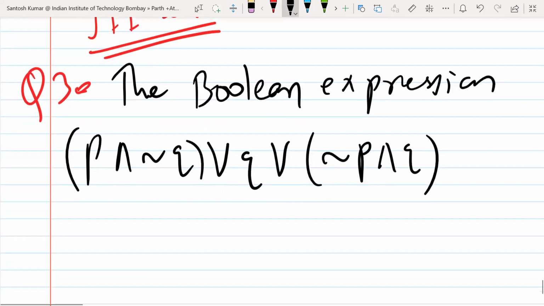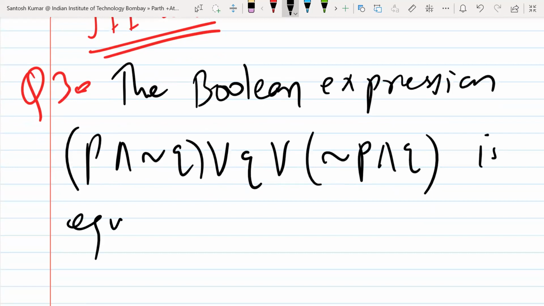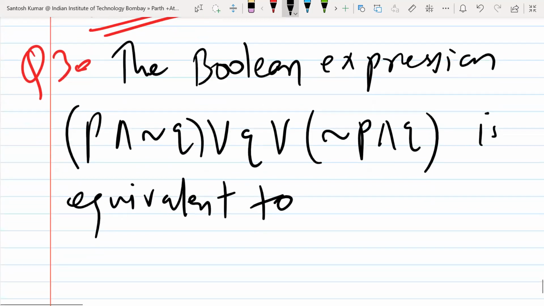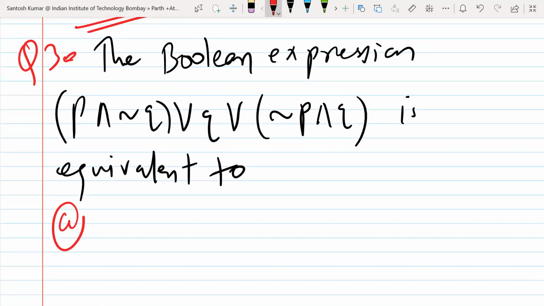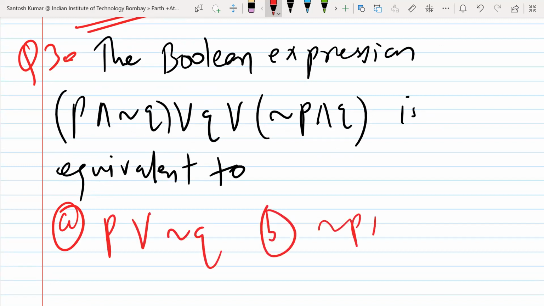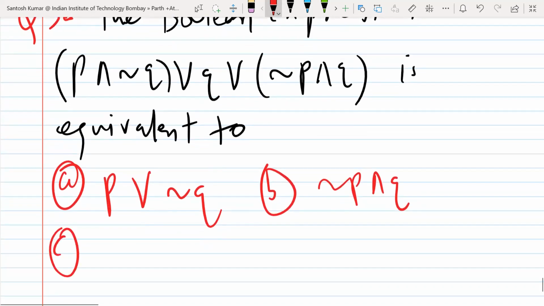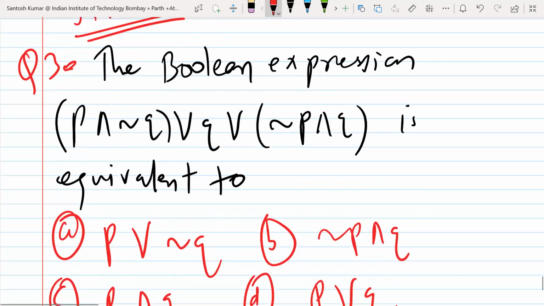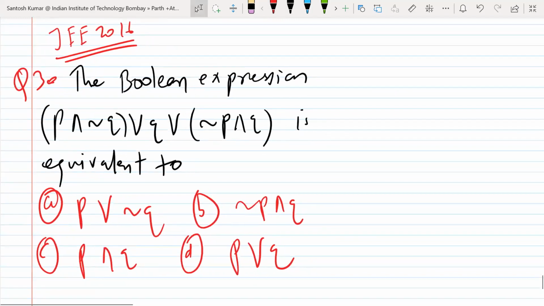This is equivalent to. So option A you have P or not Q. Option B you have not P and Q. Option C you have P and Q. And option D you have P or Q. So I think this is easy for you. I have done two problems for you, so you can do this. You can use the algebraic expression method, or you can do a truth table.